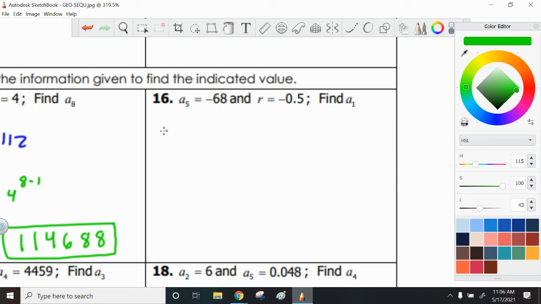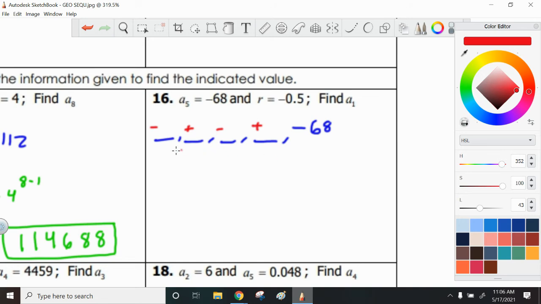We even might have to deal with an interesting question like this. We've got blank for first term, second term, third term, fourth term, fifth term, with a ratio of negative 1/2. So I know that this would be a positive number and then a negative number and then a positive number and then a negative number, because if my ratio is a negative number, I'm going to be flip-flopping signs.